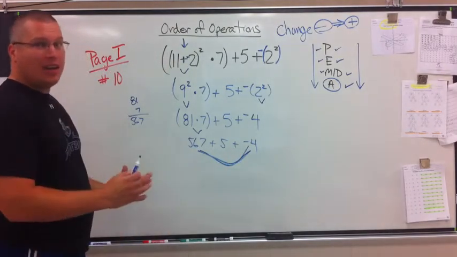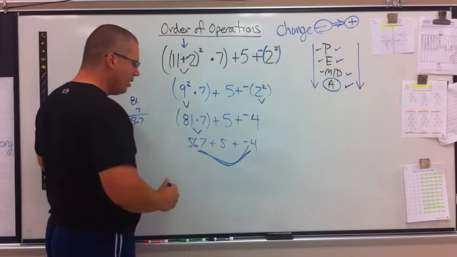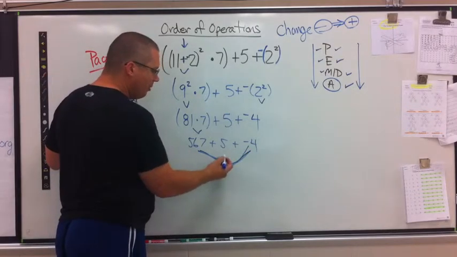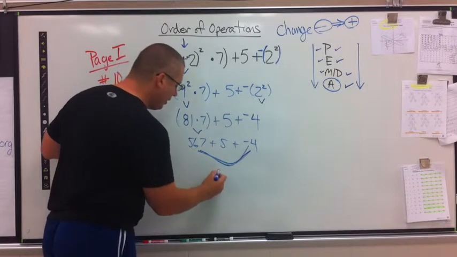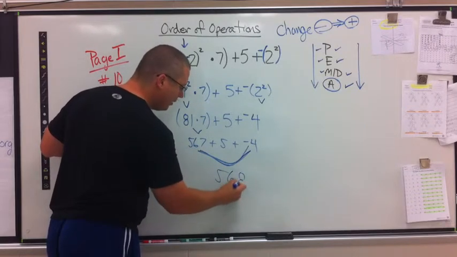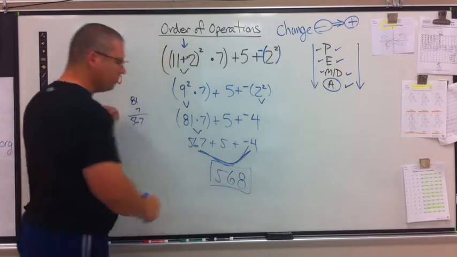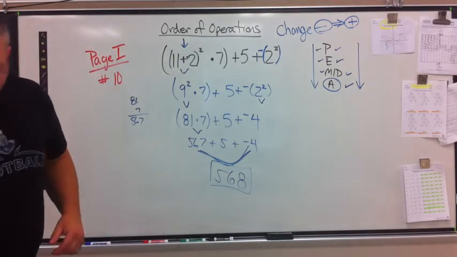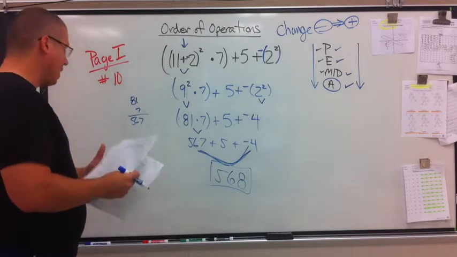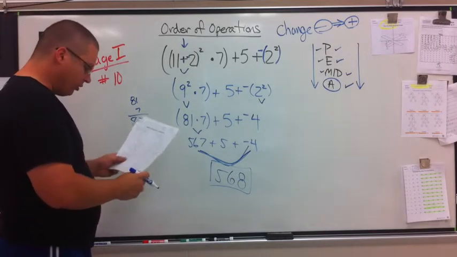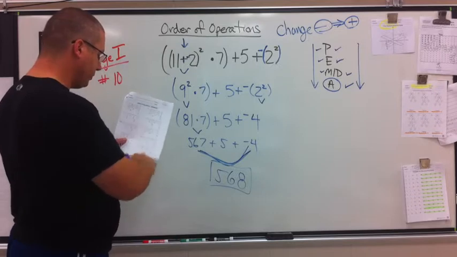I'm allowed to add a ton of numbers together and it won't change anything. Okay, so let's take care of the small numbers first. 5 plus negative 4 is positive 1. Positive 1 added on to this would be 568. Double check my handy dandy answer key. This is page I. Let me find page I. This is number 10. Sure enough, 568.